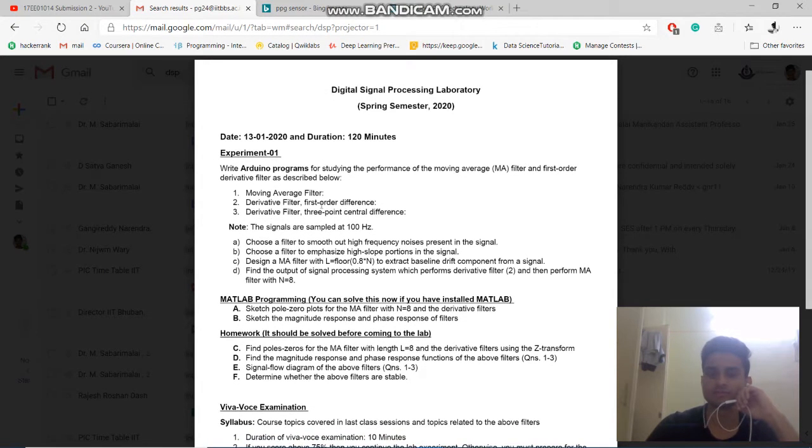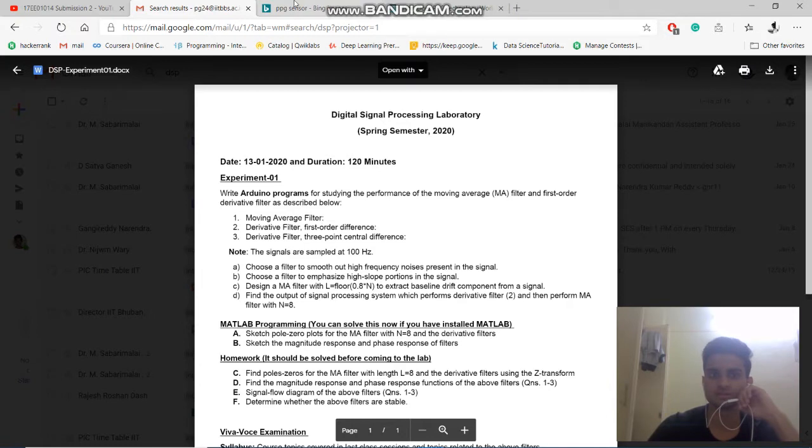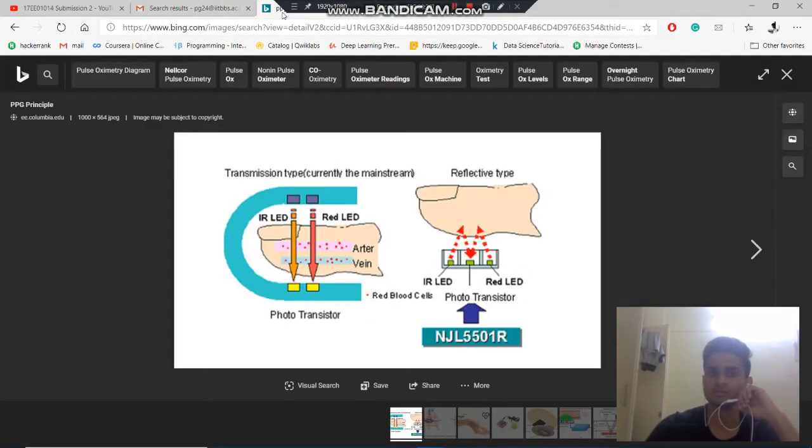In this lab, we'll be doing the same filters. We'll do 4 types of filter, and this time we'll use a PPG sensor to collect the real-time data and perform signal processing on that data.